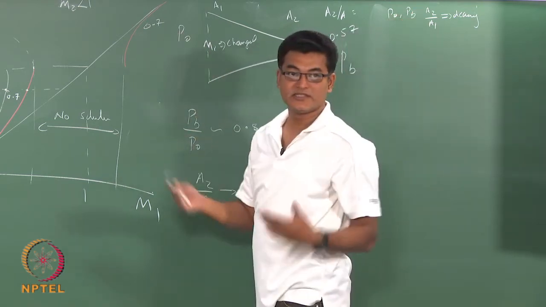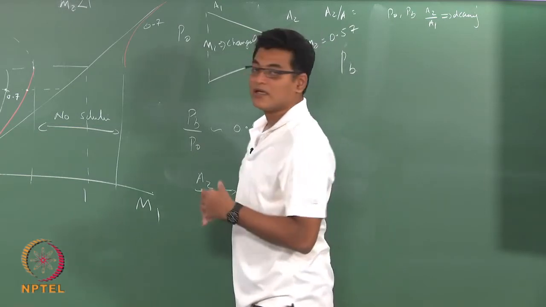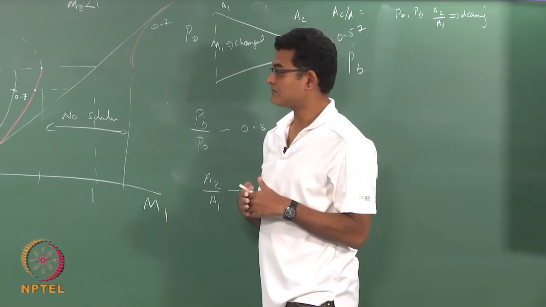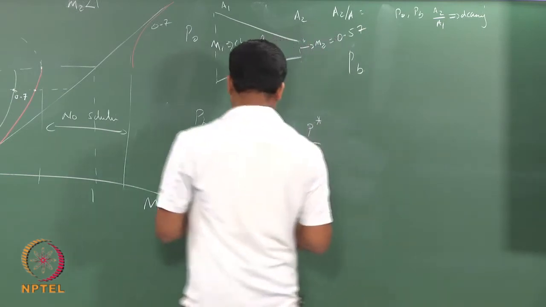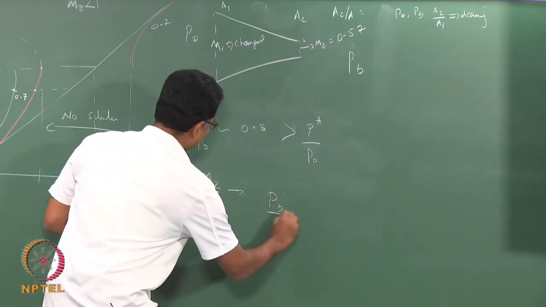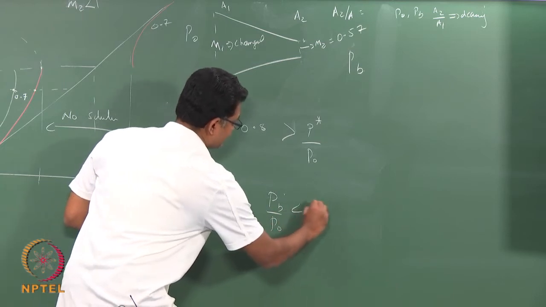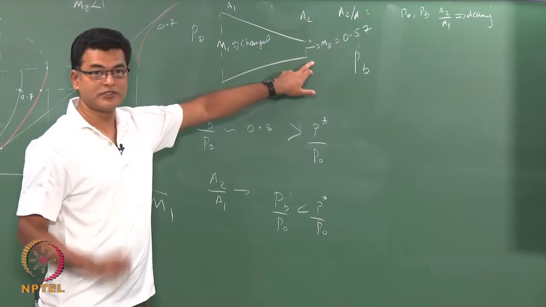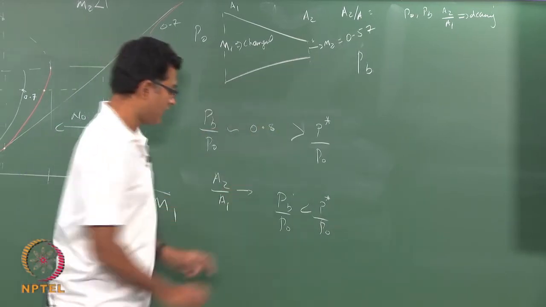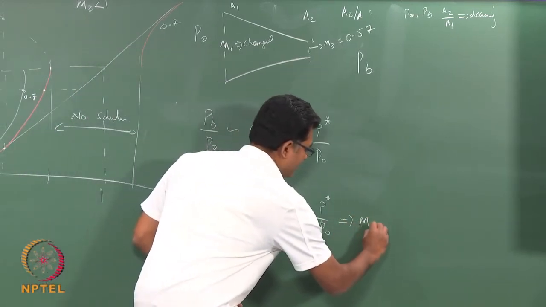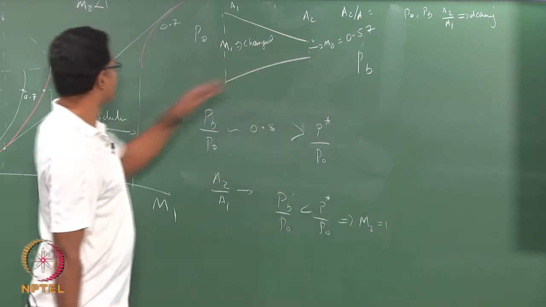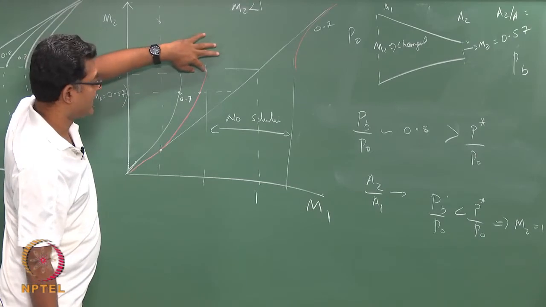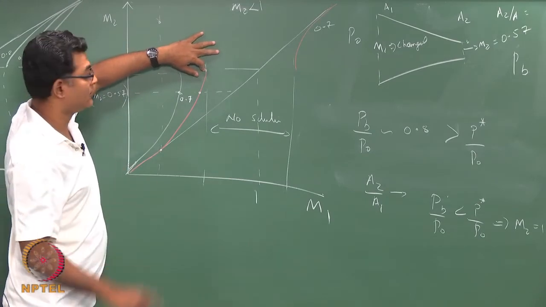So, it can take any value, and let us assume it is going to be some condition where Pb by P0 is less than P star by P0, which means that the exit Mach number should always be 1. Implies your M2 is always 1. So, I have this line. So, my exit Mach number is always 1.